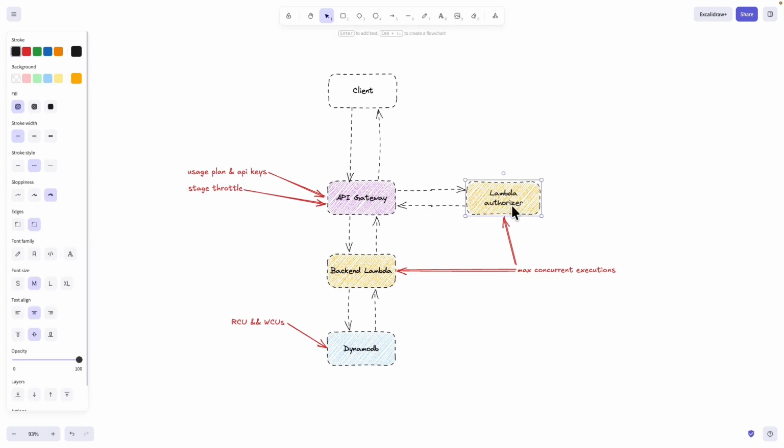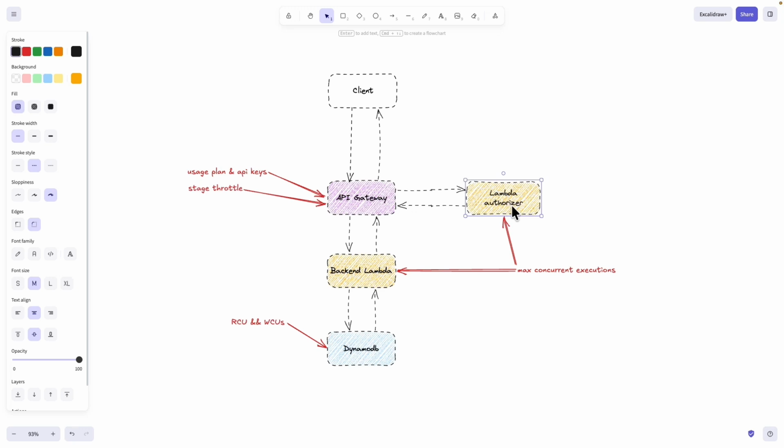Next layer is the Lambda Authorizer. Here's one point people often overlook. Your Lambda Authorizer is itself a Lambda function. It's subject to the same concurrency limits. If your API traffic spikes and the authorizer gets overwhelmed, you'll see throttling here before your business logic even runs.